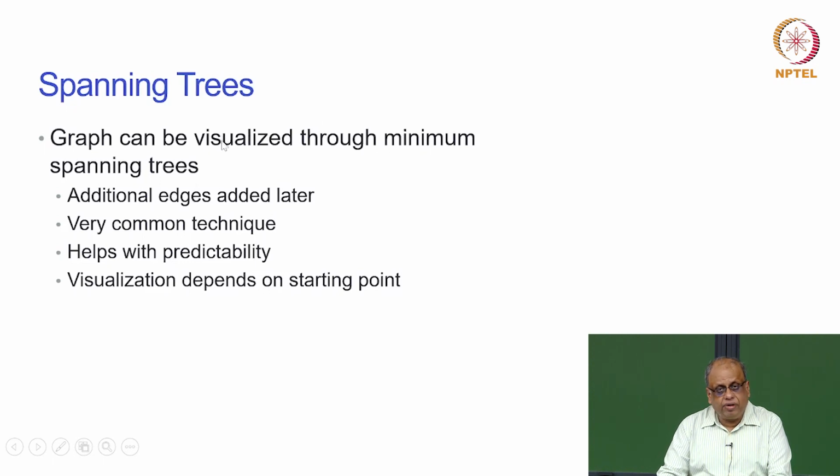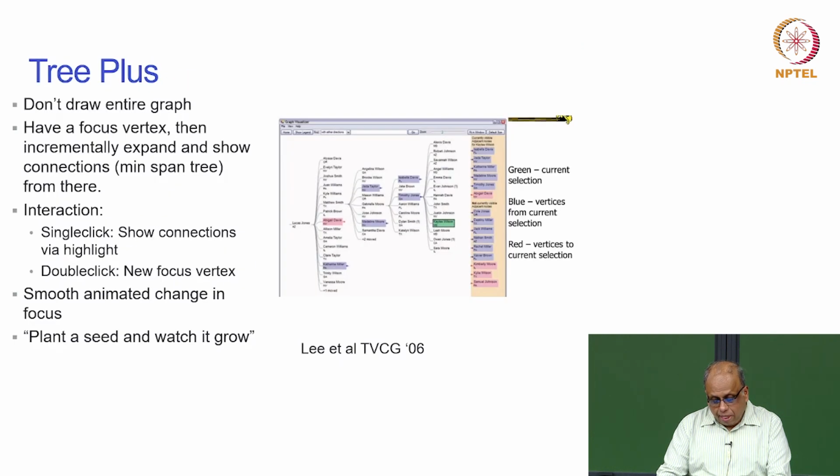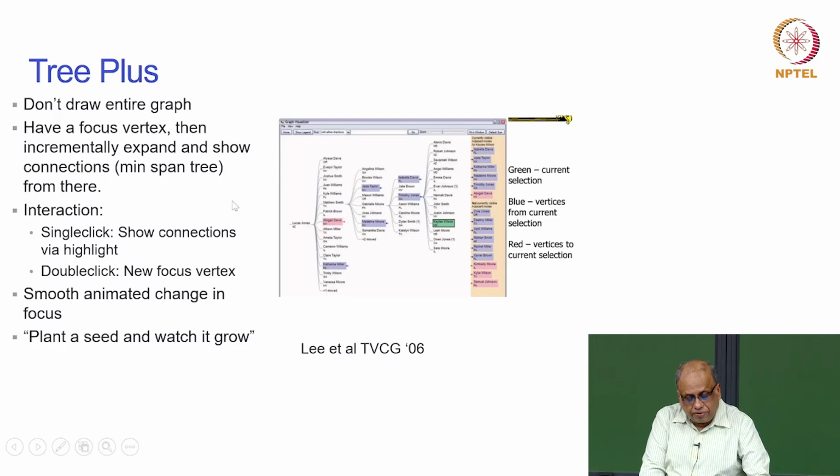So you can take a graph and form a spanning tree of it by, for example, removing cycles in the graph, as he said. This is a very common technique, and you can start that spanning tree from any root of the graph, and that's the way you can visualize. So, for example, 3 plus is a visualization that was done for a graph where you don't draw the entire graph. You have a focus vertex and then you incrementally expand and show connections, a minimum spanning tree from there.